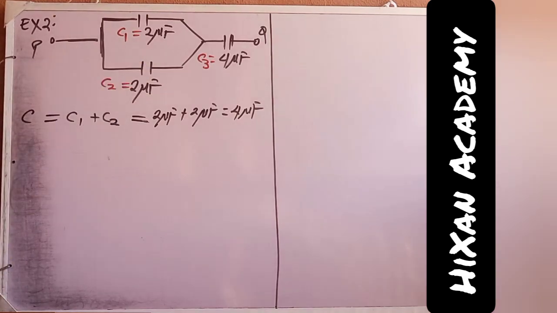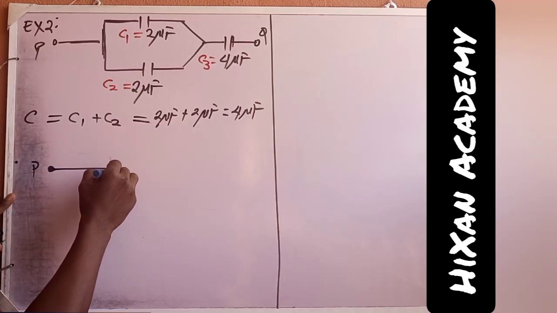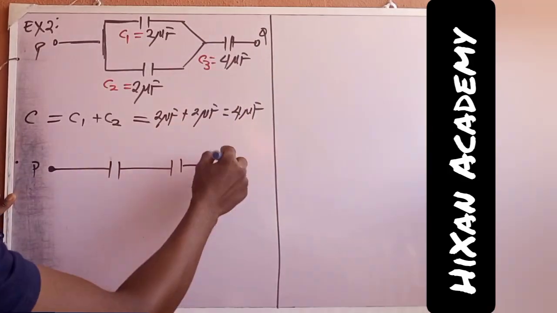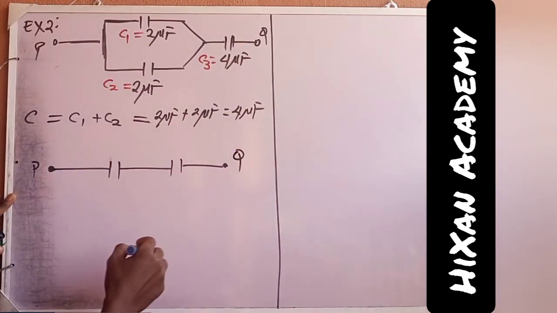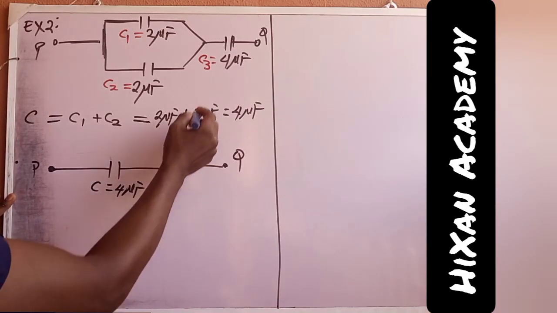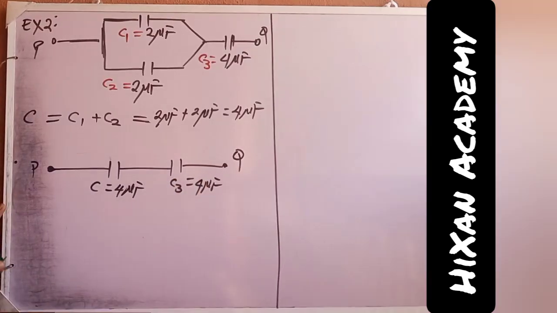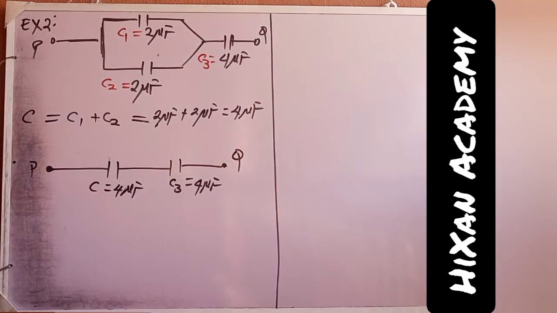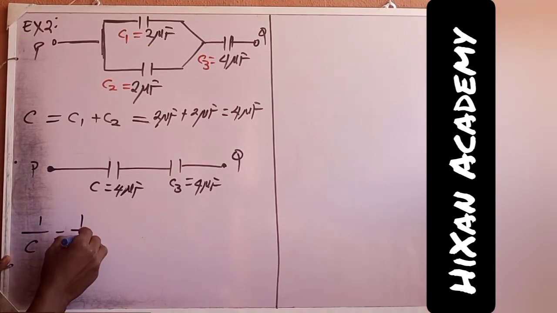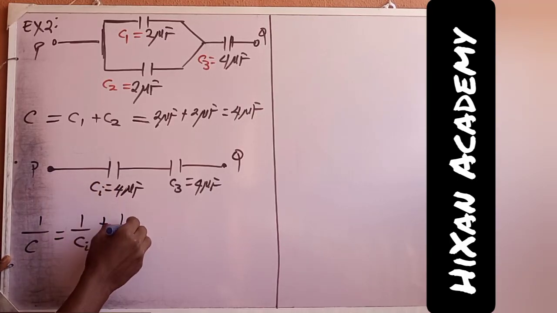Now, we're going to redraw this diagram from P to Q. So this is the effective of these two, and this is the C3, and this is our point Q. So for this, we have C to be 4 microfarad, and for this, that's our C3, we have 4 microfarad. So we're going to look at this. They are in series now. Since they are in series, 1 over C should be 1 over C, let's call it Ci, plus 1 over C3.